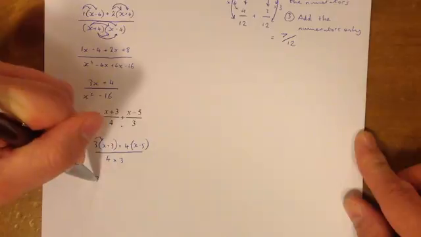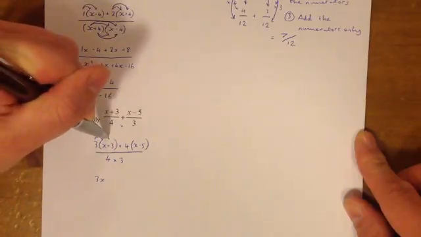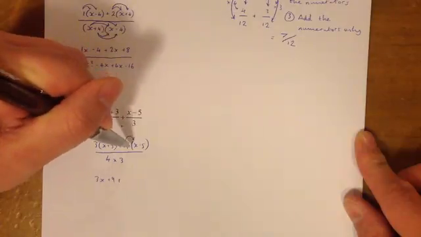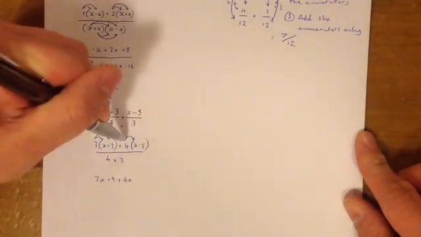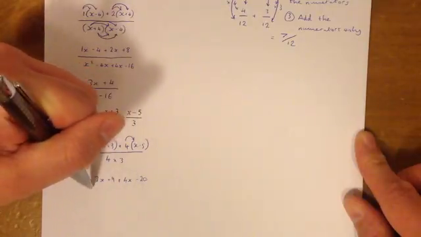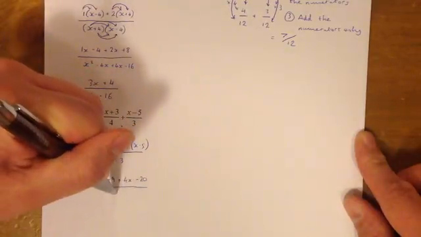So 3 lots of x is 3x, 3 lots of 3 is 9. 4 lots of x is 4x. And 4 lots of negative 5 is negative 20. All over 4 times 3, which is 12.